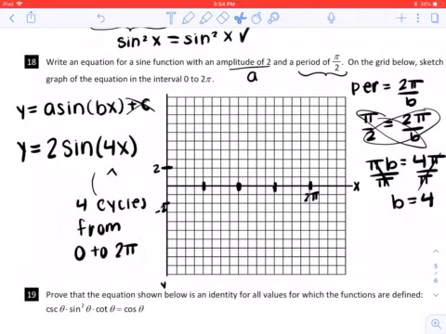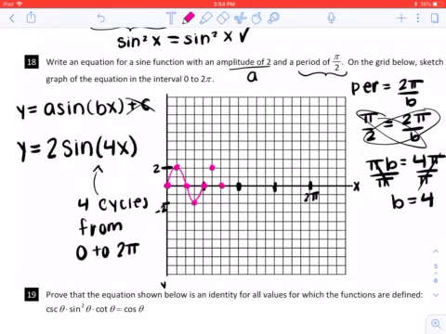So I can just start this graph at my midline, then every 4 lines I need to be back at the midline because we need 4 complete cycles here. So we go max, mid, min, mid, max, mid, min, mid, and then max, mid, min, mid. Finally, we end at 2 pi. So that is 4 cycles because we needed to go from 0 to 2 pi.